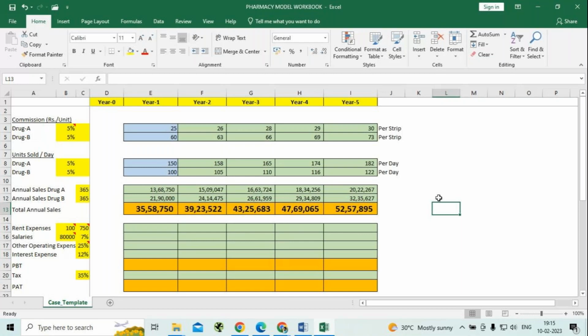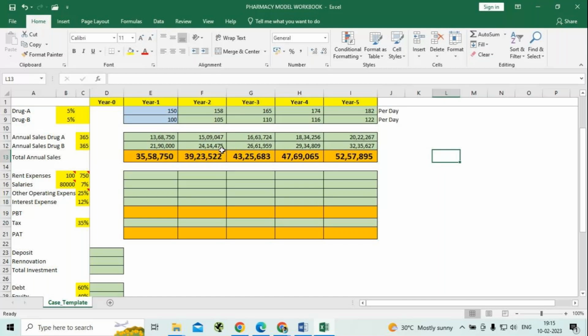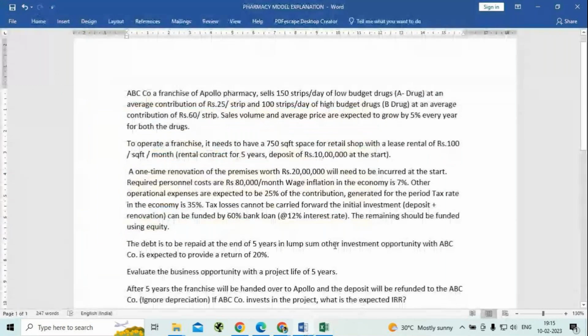Okay. So the next thing is the calculation of expenses. Let's see what information we have. To operate the franchisee, it needs 750 square feet of space for the shop, with a lease rental of 100 rupees per square feet per month. The rental contract is for 5 years, and the deposit amount you are going to pay initially is 10 lakhs.